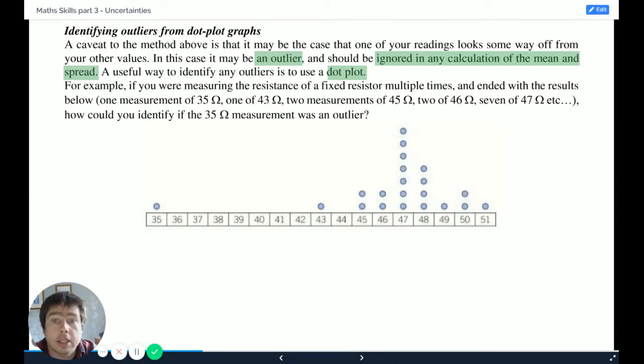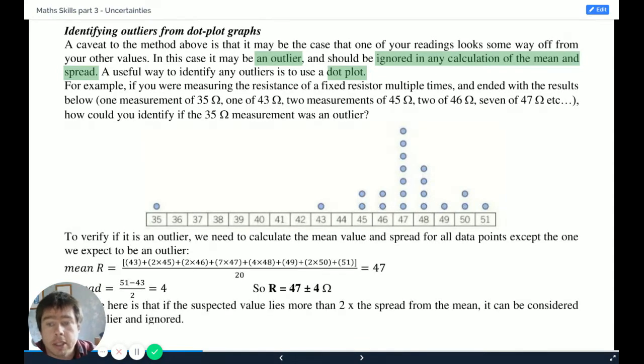So this is an example where I'm measuring the resistance of a fixed resistor. I've measured it multiple times, and most of the time I'm getting values around about 45, 46, 47, 48 ohms. But I've got this one rogue one down here at the bottom left hand side of 35, and the question is, can I identify that as an outlier? And you might look at it and go, yeah, obviously, but actually, what about if it was at 40? What about if it was at 41? Is that still an outlier? So where's our cutoff point? And actually, there's a rule that we use in order to identify the cutoff point.